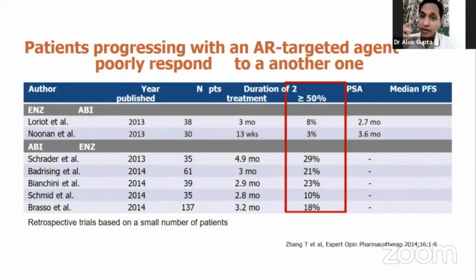Again, a retrospective analysis or an analysis from studies and patient groups, but this is the best we can get. And this point was also highlighted by Dr. Jyoti in one of the clinical trial settings also. The sequence, if at all it has to be used, abiraterone followed by enzalutamide.